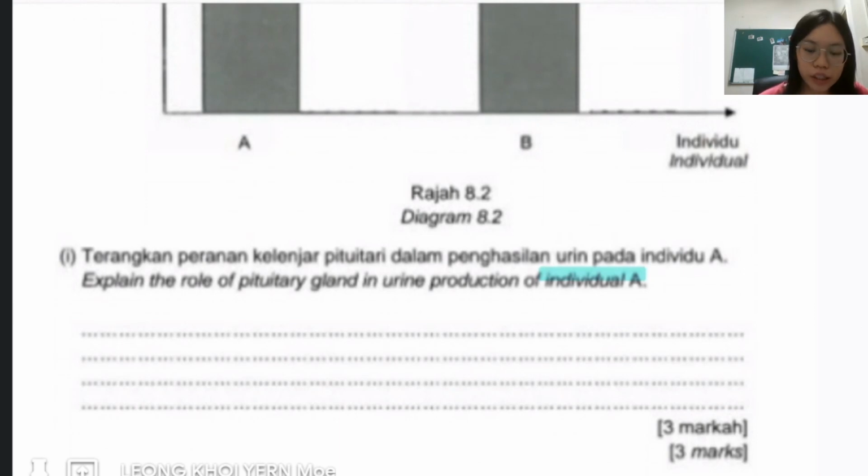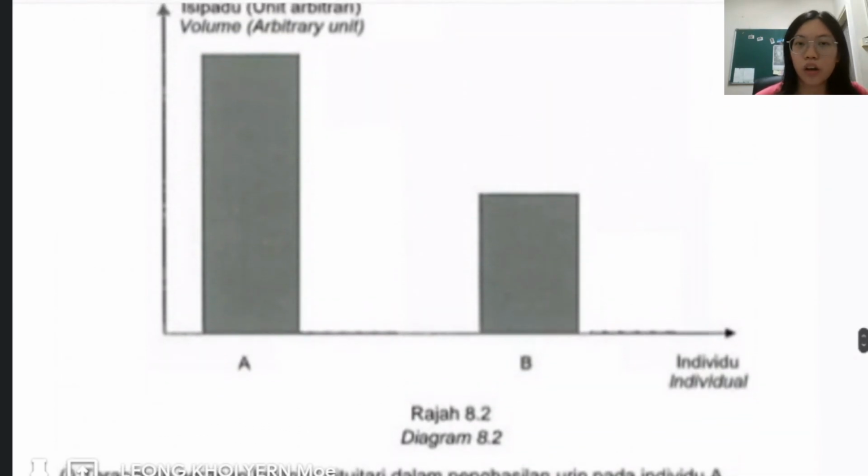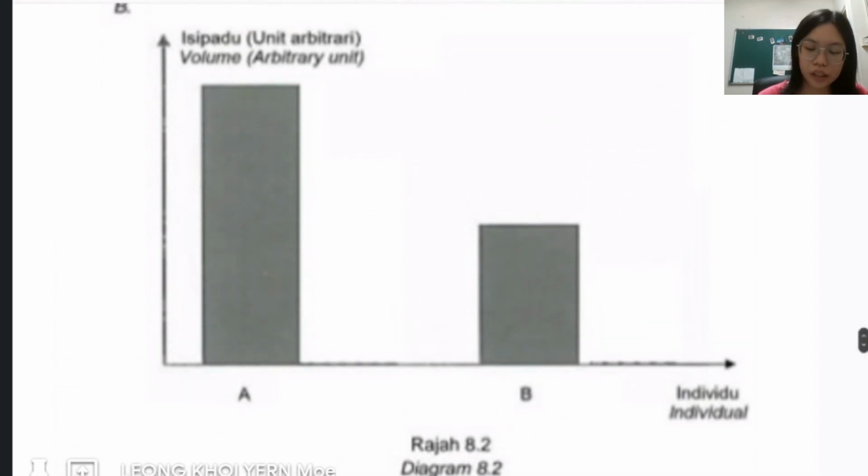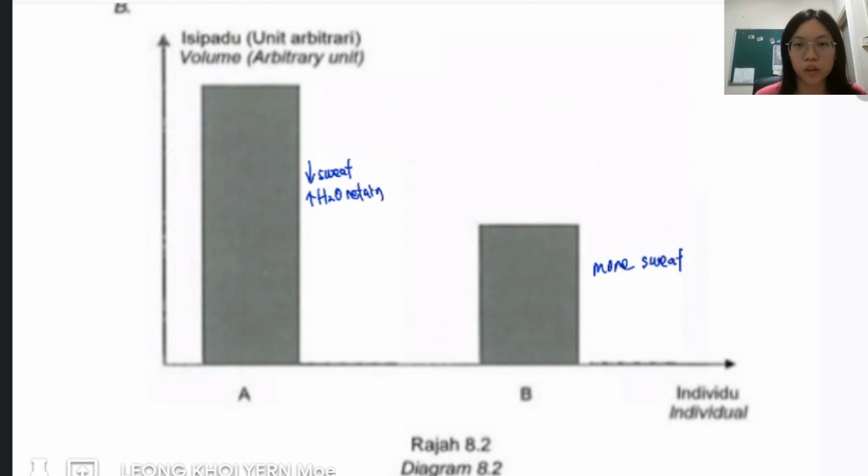So in individual A, since they produce a higher volume of urine, right? Basically when a high volume of urine is produced, they want to release more water from the body, because this one actually produces more sweat. But this one, they barely even sweat, very little sweat. So there's a lot of water retained in the body. In the body got a lot of water.